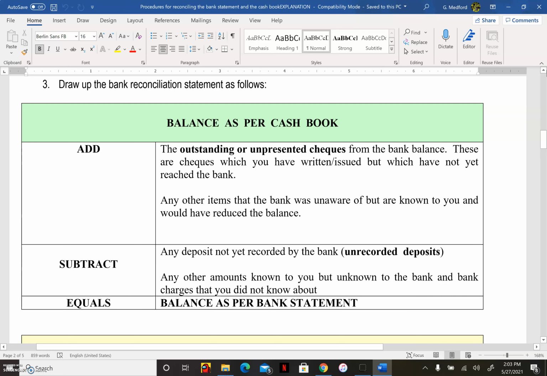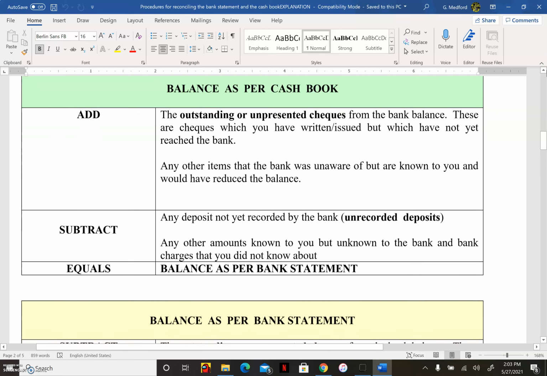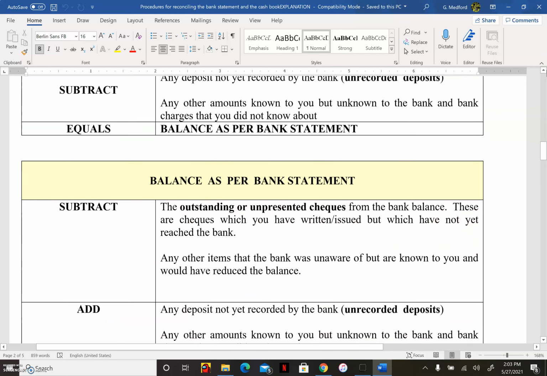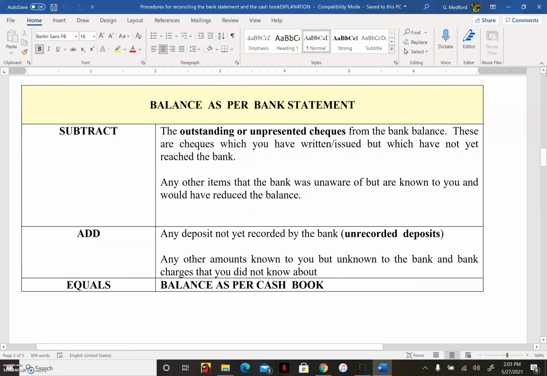When you add the outstanding or unpresented checks and subtract the unrecorded deposits, you are supposed to get the balance as per bank statement, thereby reconciling the cash book balance with the bank statement balance. So that's looking at it from starting with the cash book balance. Let's look at starting with the bank statement balance.